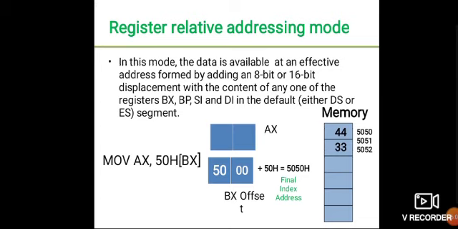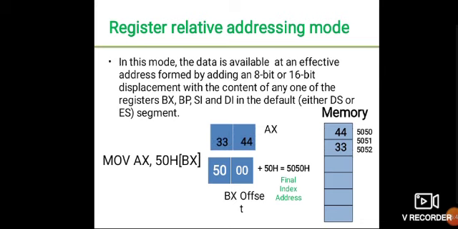Now you could see here I have written an example, MOV AX, 50H[BX], where 50H is a displacement and the offset register is BX. So what will be my final index address? BX is holding 5000. I will add 50 to it. This is internally added, which gives 5050. Now the effective address is 5050. When this instruction is executed, the content present in 5050 and 5051 will move into the AX register. So it moves like this.